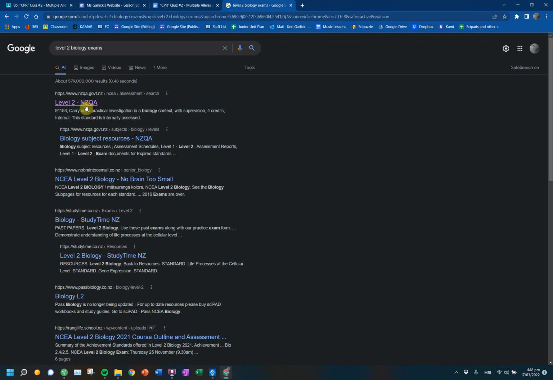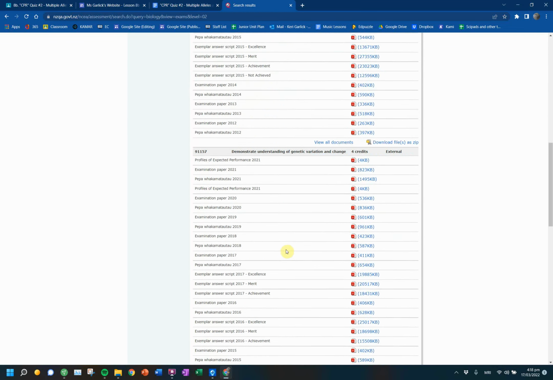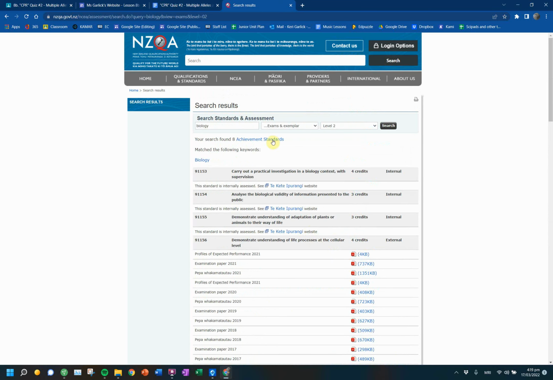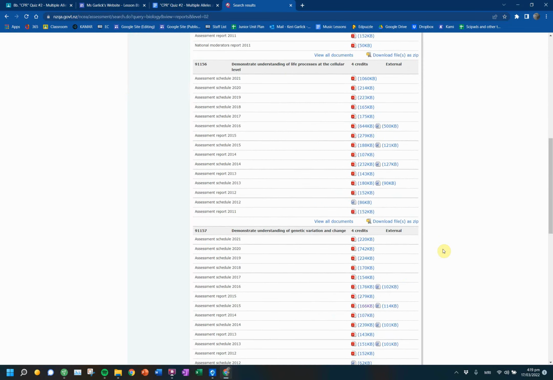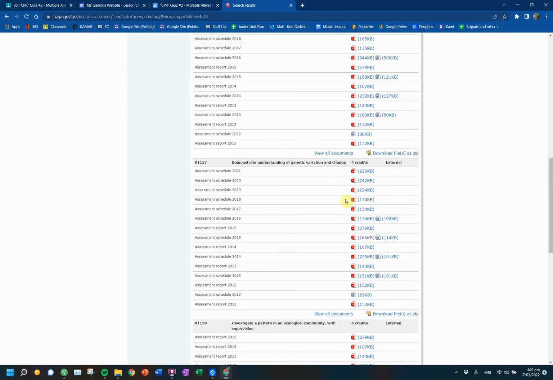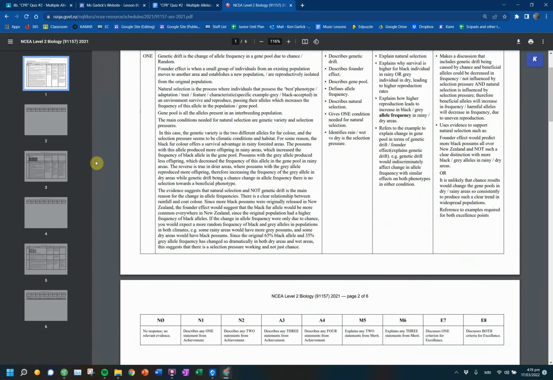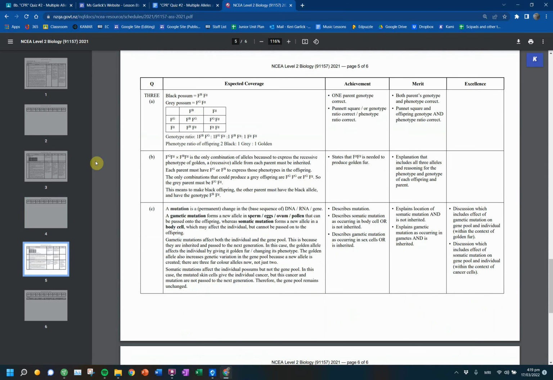2021. So it was last year's exam. Here we go, genetic variation, 2021 examination paper. I don't want the examination papers. I'm going to change this top thing to reports and schedules, so you can see how to get your answer keys. All right, cool, genetic variation and change, 2021. And we are looking at question 3, I believe. Yeah, here we go.